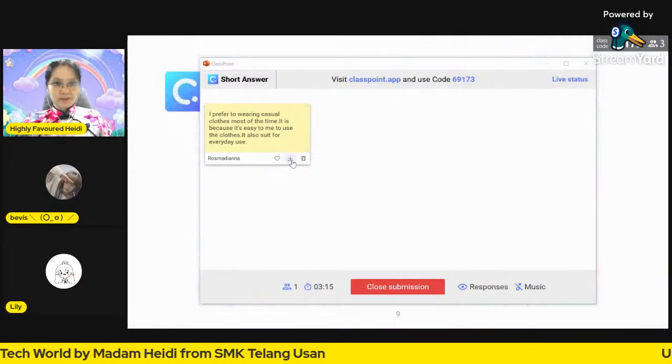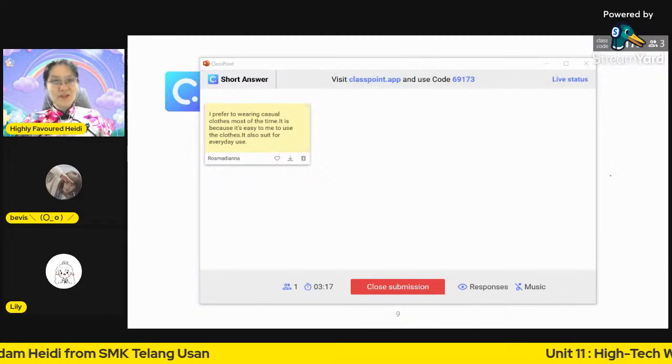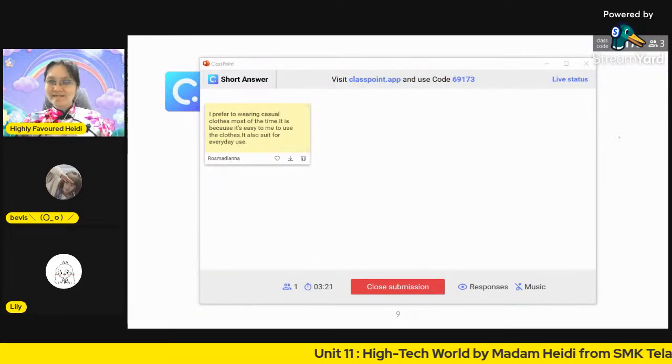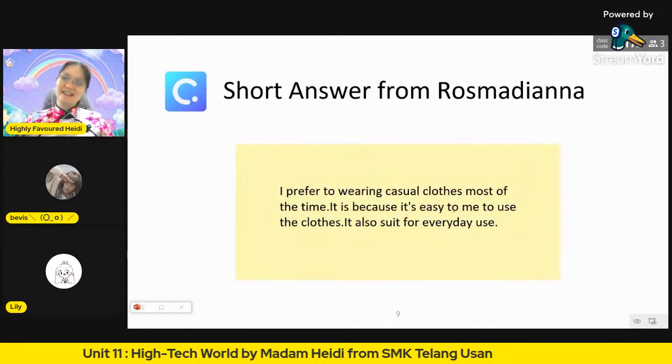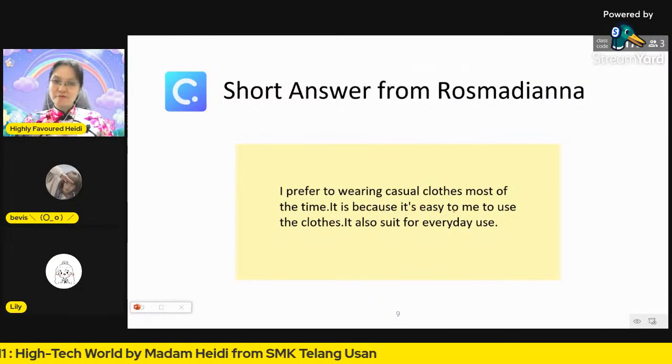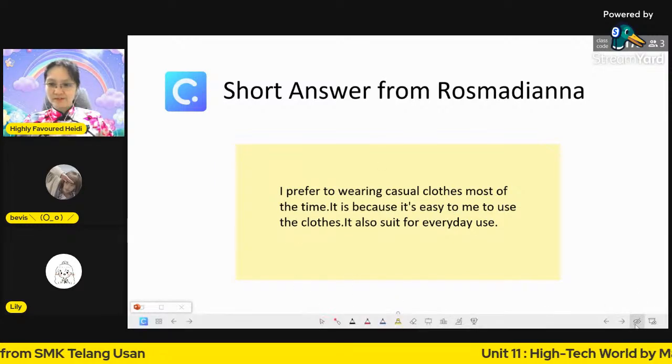All right. So let's look at... oh, Rosma Diana, I'm so glad. Okay, Rosma Diana, you were able to come in. Okay, so good. All right, Rosma Diana says: I prefer to, after to, base word. Okay, after to, base word.